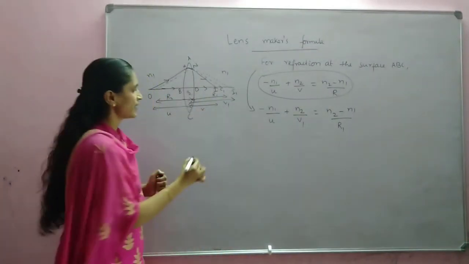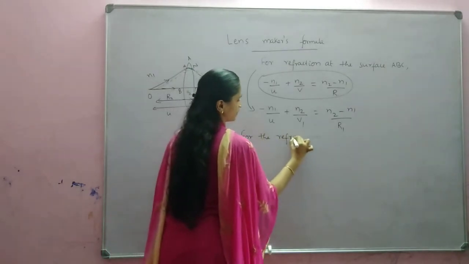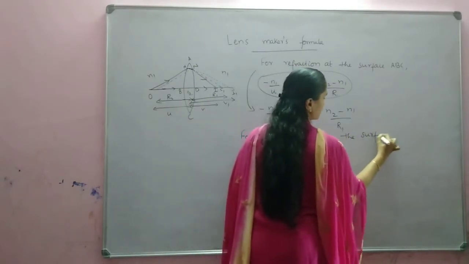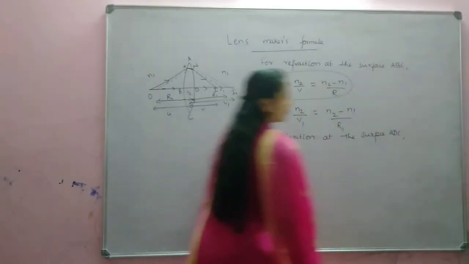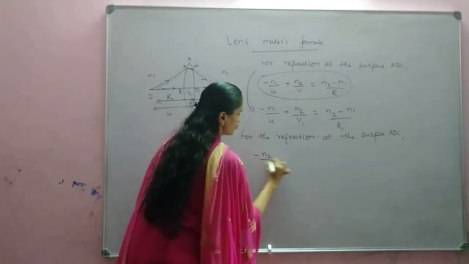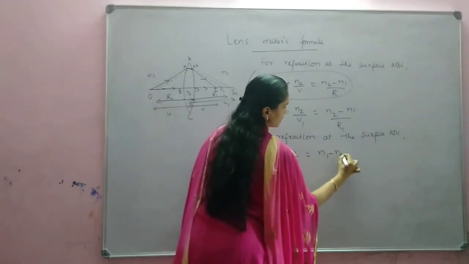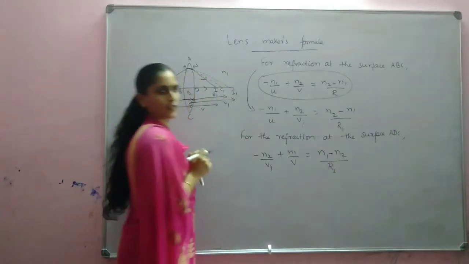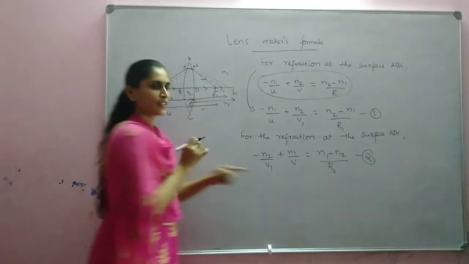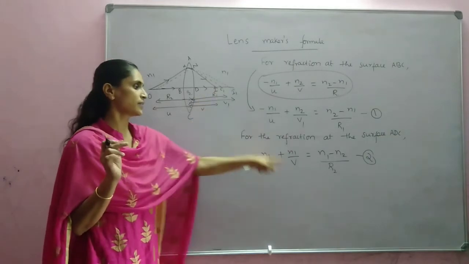Same for refraction at the surface ADC, what we will get? We can write here, this will act as the object, so we can write minus N2 by V1 plus N1 by V is equal to N1 minus N2 by R. Okay, is it clear? Why is it so? Because this is acting as the object and the final image is formed at I. That's why we can write it so.